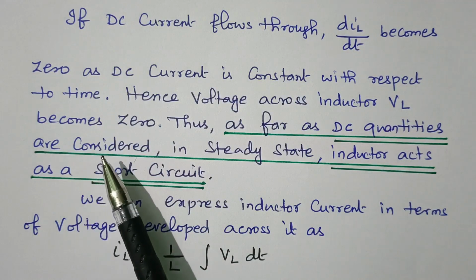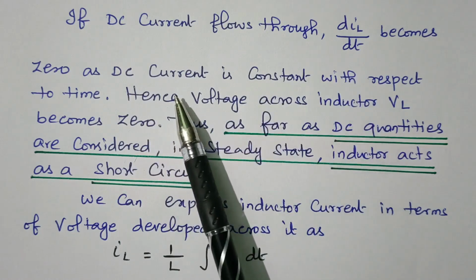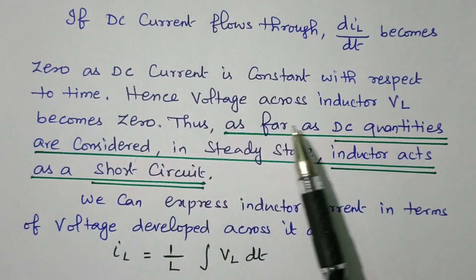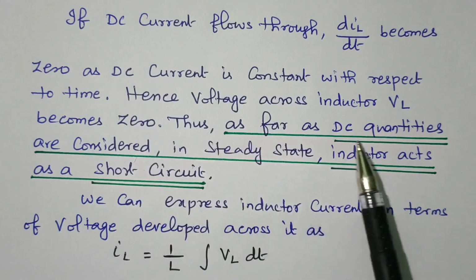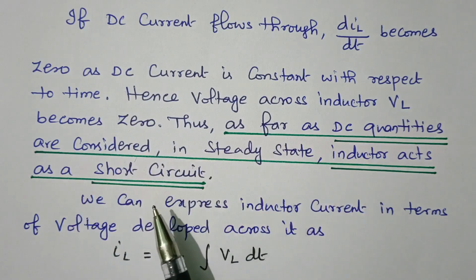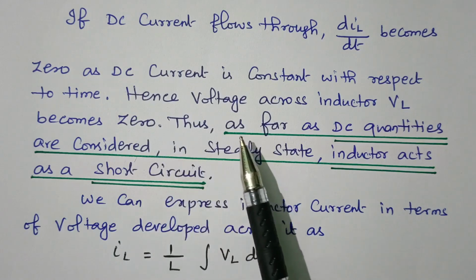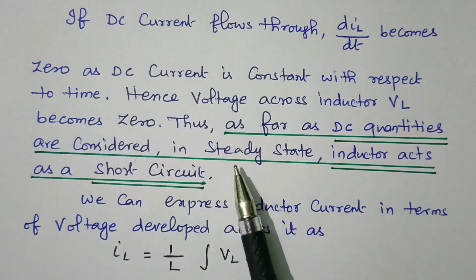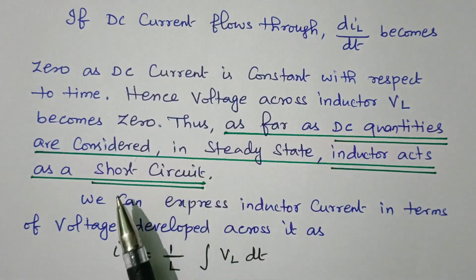So VL equal to L dIL by dt. dIL by dt becomes 0 in case of DC because the current is constant. Hence the voltage across the inductor VL becomes 0. Thus, as far as DC quantities are considered, in steady state, the inductor acts as a short circuit. So we got the first case. In case of DC, the voltage across the inductor is 0 because the current is constant. So, applying the DC quantity, the inductor acts as a short circuit.